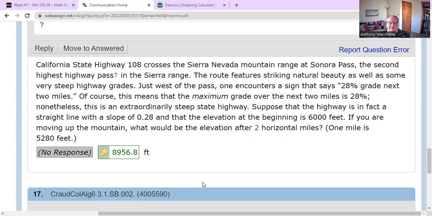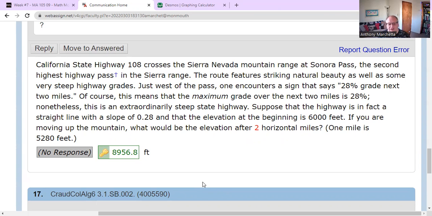Suppose that the highway is in fact a straight line with a slope of 0.28 and that the elevation at the beginning is 6,000 feet. If you are moving up the mountain, what would be the elevation after 2 horizontal miles? Well, there's a couple of things here to consider. First of all, 1 mile is 5,280 feet.